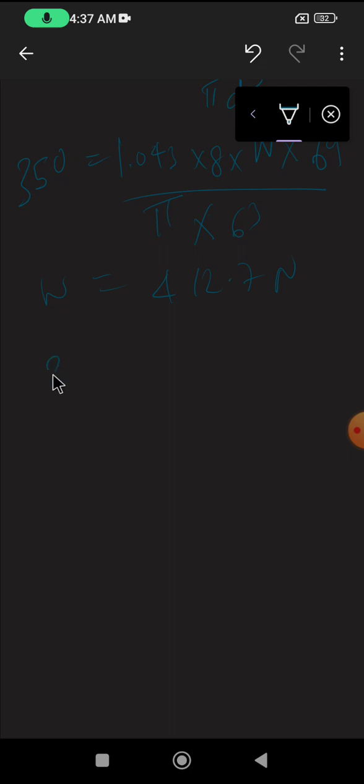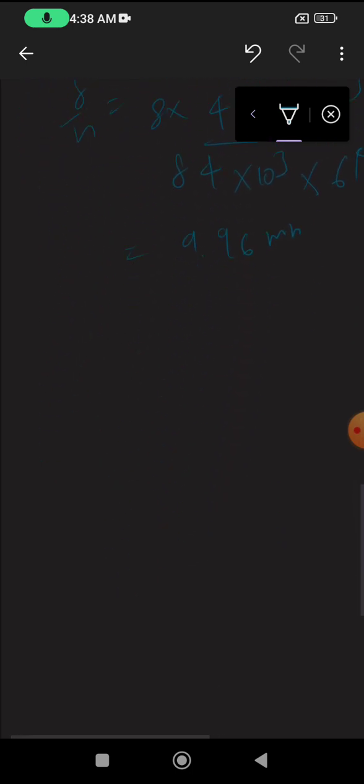Now deflection delta. So we know that the deflection is 8W D cube N divided by G d raised to 4. So we are interested in finding delta by N. So N here if we divide, so delta by N will be equal to 8 into 412.7, W we have found, into D cube, that is 69 cube upon G, modulus of rigidity is given, 84 into 10 raised to 3 into 6 raised to 4. So if we find, it will be equal to 9.96 mm. So here we have neglected the effect of curvature.